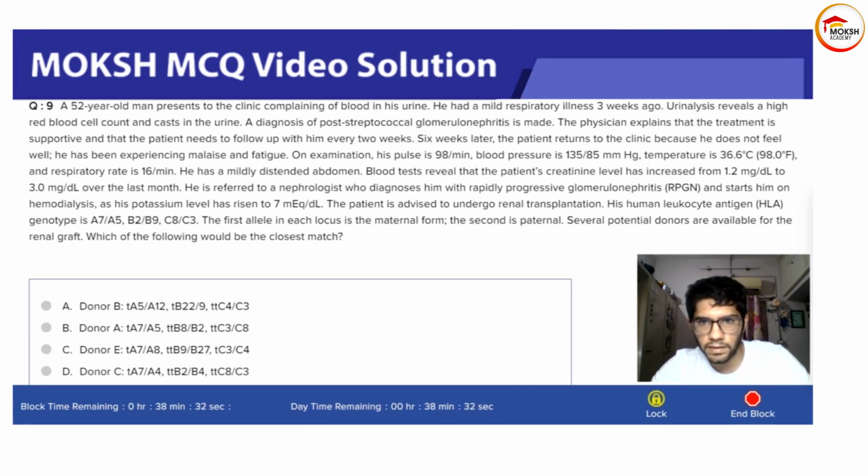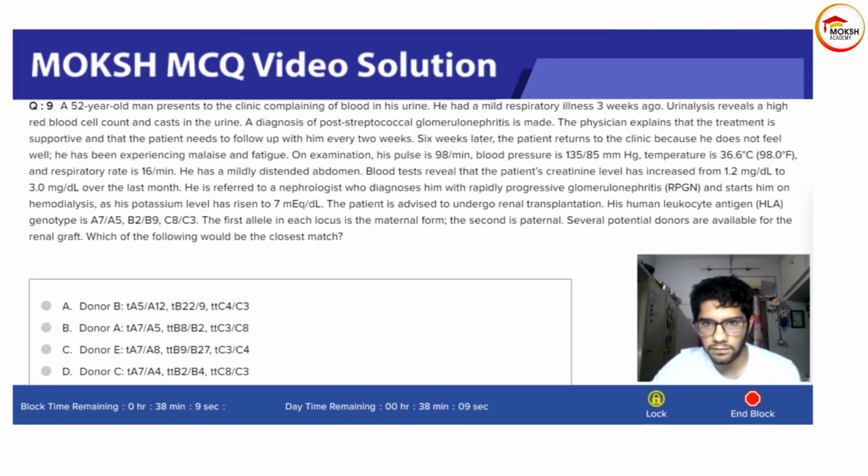weeks. 6 weeks later, the patient returns to the clinic because he does not feel well. He has been experiencing malaise and fatigue. On examination, his pulse is 98, blood pressure is 135/85 mm mercury, temperature is 98 degrees Fahrenheit, and respiratory rate is 60. He has a mildly distended abdomen.